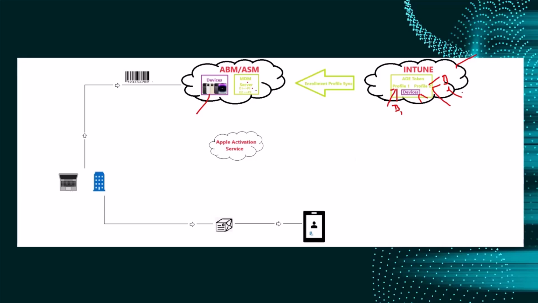So you can see the same information is updated over here as well, because Intune has informed ABM or ASM when this sync ran. So even though this mapping of profile 1 to device 1 and profile 2 to device 2 was done in the Intune portal, ABM or ASM is also informed of the same by this profile sync. So now ABM or ASM knows that device 1 has profile 1 assigned to it, and profile 1 contains this setting, and device 2 has profile 2 assigned to it, which contains this setting.